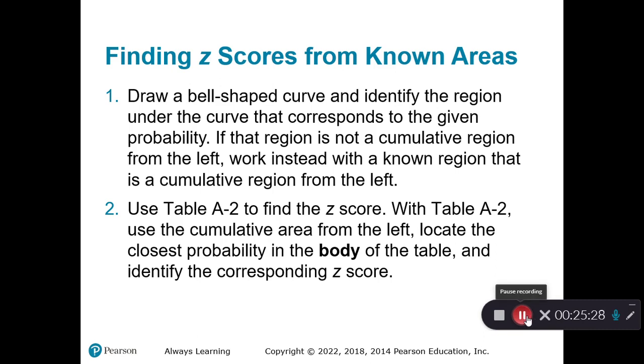Sometimes we'll have to go backwards. In the next couple of slides, we're going to be looking at how to go from known areas or known probabilities back to specific z-scores. We're going to still be using table A2 for now, but we're going to be using it in reverse. Rather than looking up a known z-score and tying that to an area, which is probability, we're going to work in reverse, and we're going to start with the known area or the probability and then find what the corresponding z-score is.